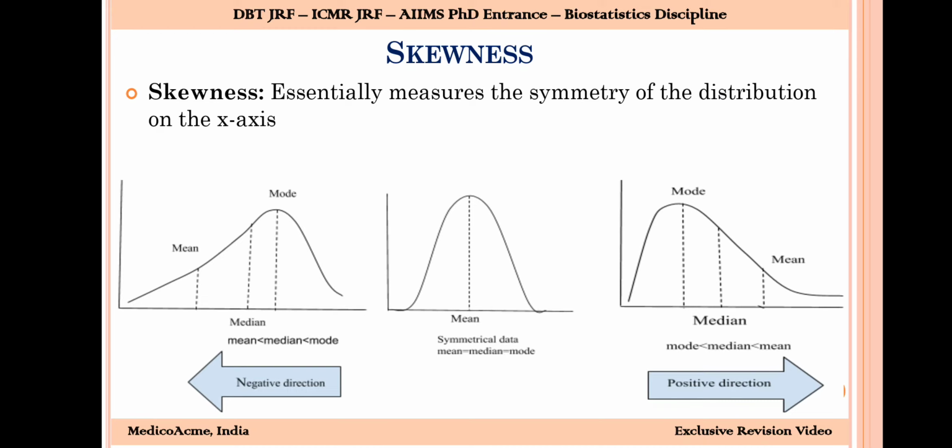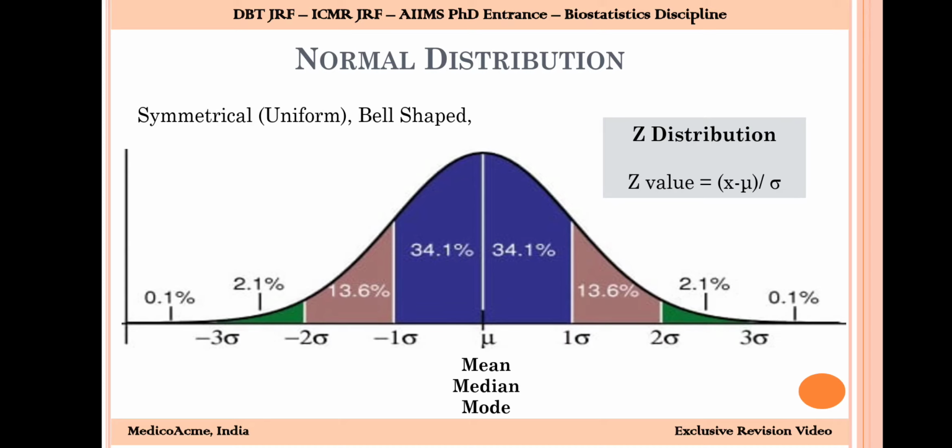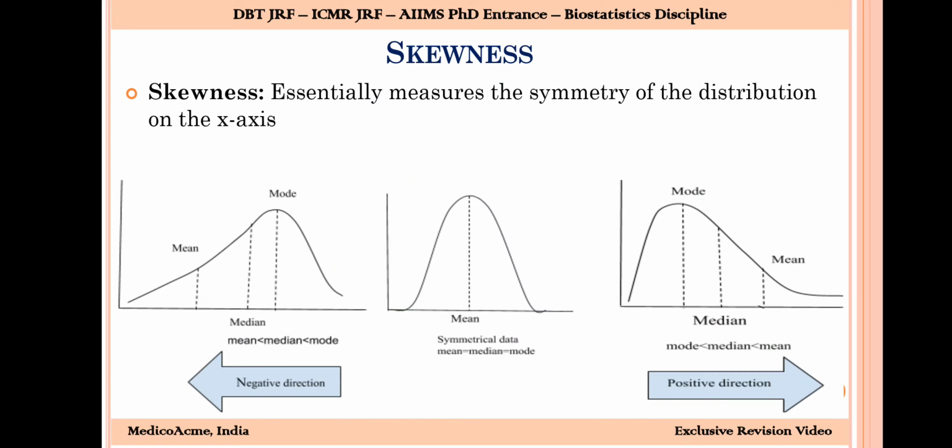So skewness and kurtosis are the two terms where there is an alteration, or you can say deviations, in the normal distribution curve. When it is vertical, that is up down, then it is kurtosis, and when it is horizontal, that is left right shifting, then it will be skewness. So skewness essentially measures the symmetry of the distribution on the x-axis, left right. You can see that the mean is at the center in the symmetrical normal distribution, where mean equals median equals mode.